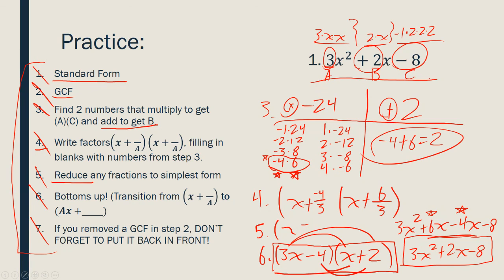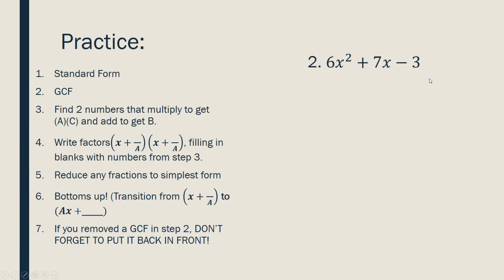Okay, there's an example. Let's do another one. I have 6x squared plus 7x minus 3. So first, my quadratic needs to be in standard form, which it is, with the exponents in decreasing order. Done. Step number 2 is finding a greatest common factor. There is not a greatest common factor in these 3 terms, so I can skip that step.